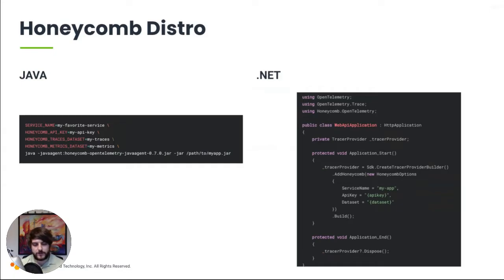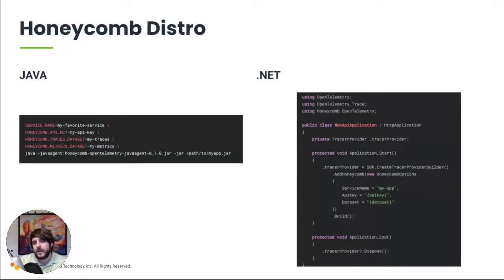And what this allows you to do is really get going faster. It takes a lot of the configuration around that exporter and fills it out for you, but with Honeycomb-specific information. So now all you have to give it is that Honeycomb API key, that data set, the name of your service. And so for the Java agent, it's literally just downloading a jar, attaching it to the Java agent, and you're off to the races.